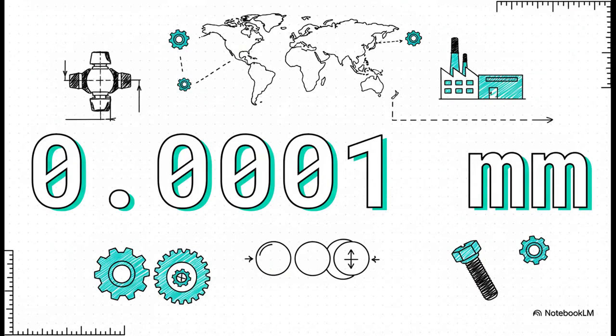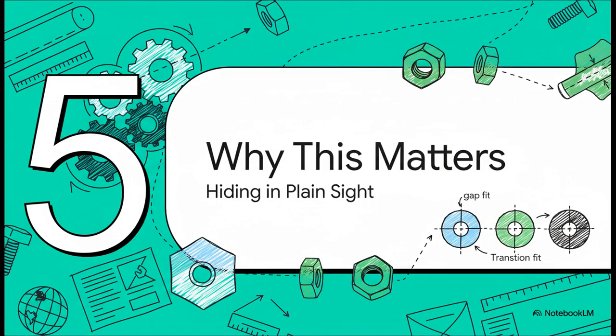Lapping can achieve a flatness of 1/10 of a micron. Let me put that in perspective for you. That is 1/10,000th of a millimeter. A single human hair is about 70 microns thick. This is a level of precision that is just mind-boggling, and it's often achieved by combining machine work with incredible handiwork.